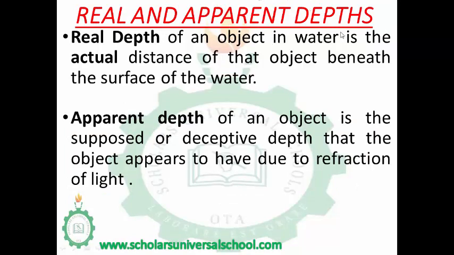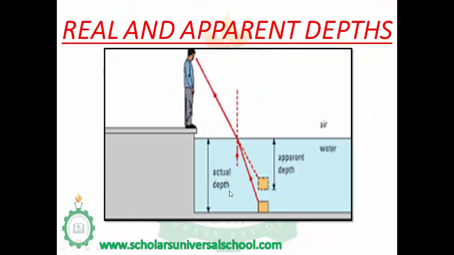Real depth of an object in water is the actual distance of that object from the surface of the water. For example, if you put a stone inside the water, the stone will appear closer than it is in the water. The depth of the stone normally is called the real depth, but the depth that appears closer is called the apparent depth. Apparent depth of an object is the supposed or deceptive depth that the object appears to have due to refraction of light.